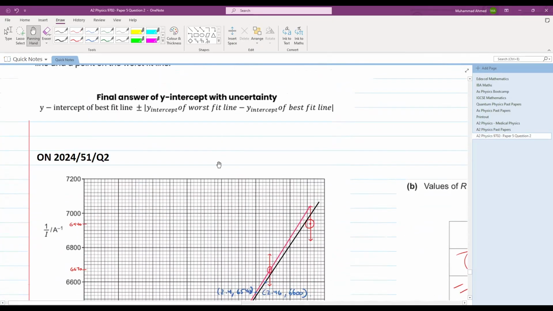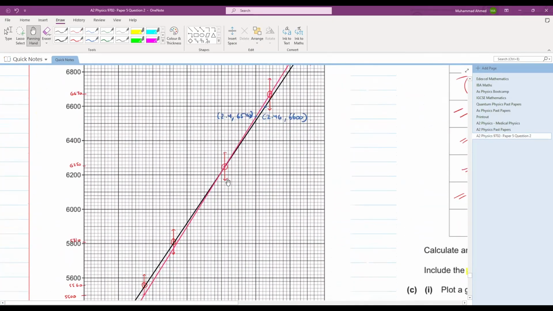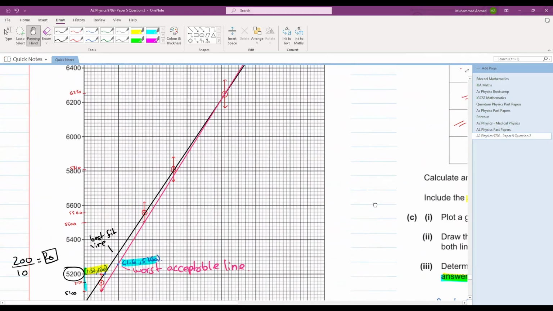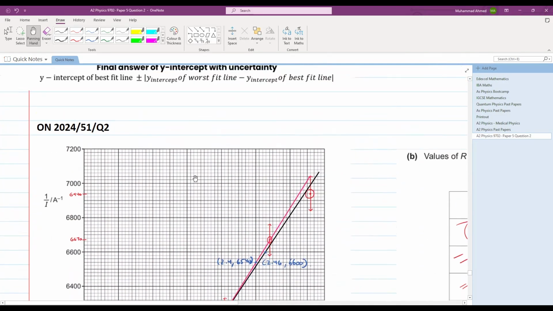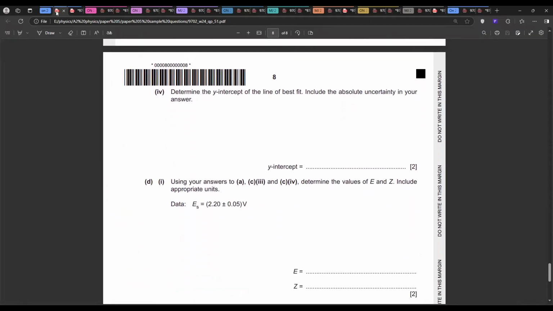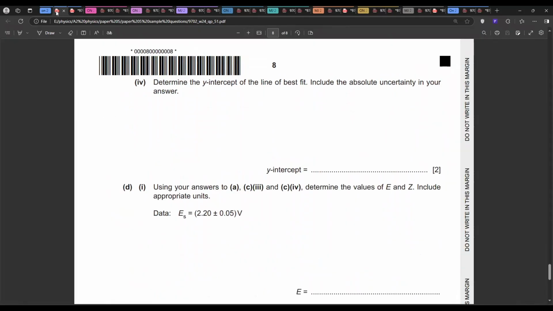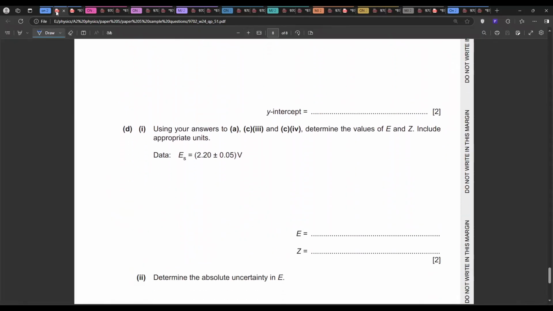Perfect. Now let's move on to some last parts. This question that we are doing is October/November, paper 5, variant 1, question 2. Let's see some last parts of this question. Now we are done with the y-intercept part. Now let's see part D. Use your answer to A, C3 and C4 to determine the value of E, Z. Include appropriate units. Okay, we have to determine the value of E and Z.